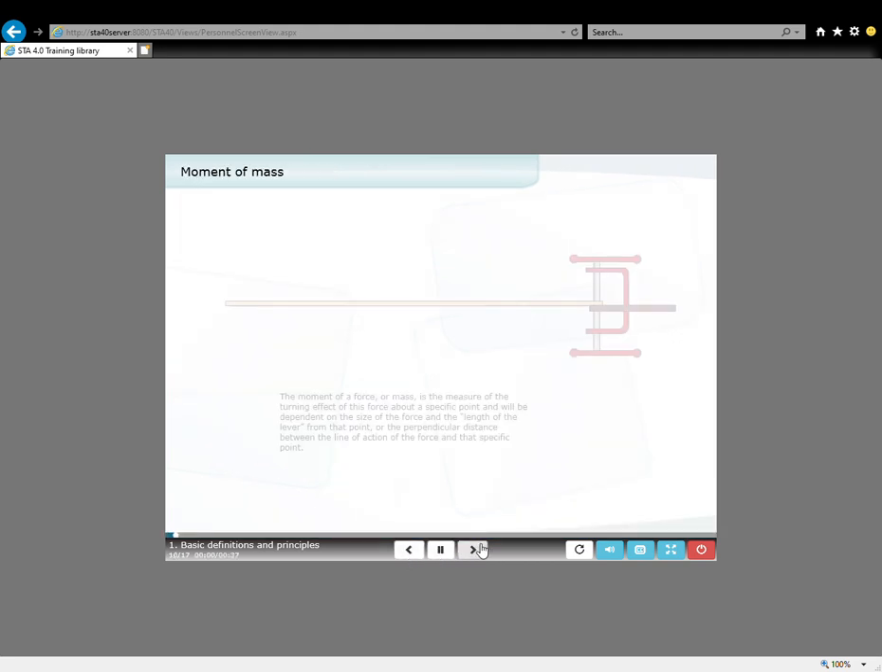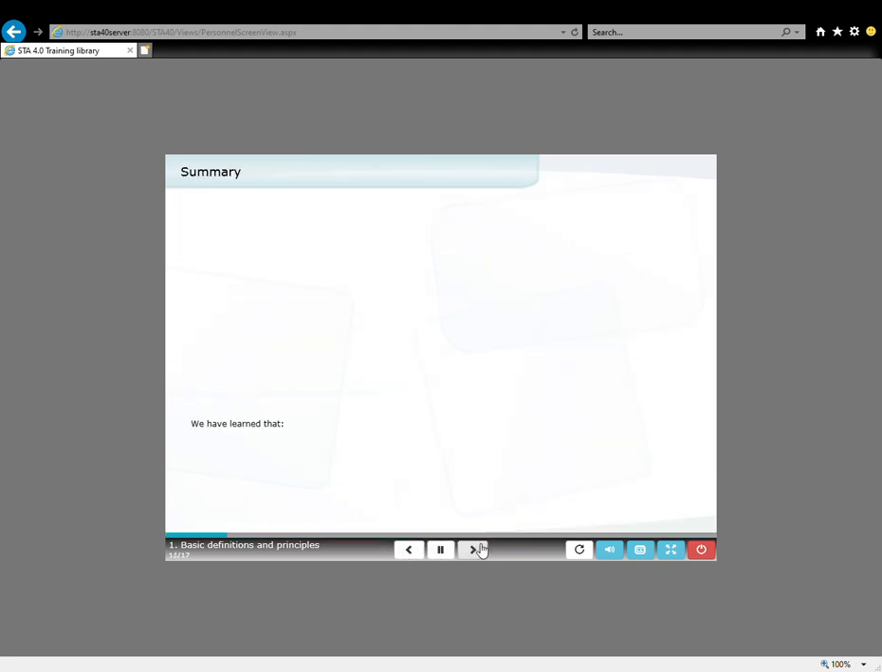We have learned that a ship will list due to uneven loading, but heel is temporary and due to external force.